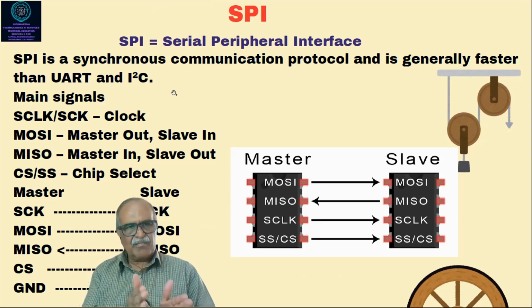MOSI, that is master out, slave in. MISO, master in, slave out. SS, that is slave select or chip select, then master and clock pulse will be there. Okay, so these are the main things.